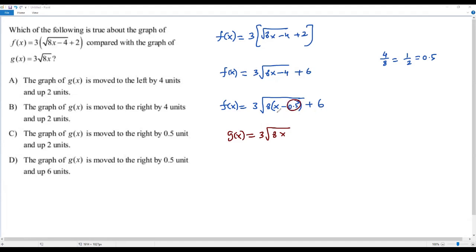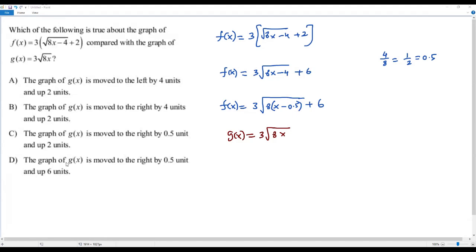Here 0.5 is subtracted from x. So this represents a horizontal translation to the right by 0.5 units. And here we have positive 6. This represents a vertical translation up by 6 units. So if I want to get the graph of f of x from the graph of g of x, I have to apply two transformations to the graph of g of x. One is a horizontal translation to the right by 0.5 units and a vertical translation up by 6 units.